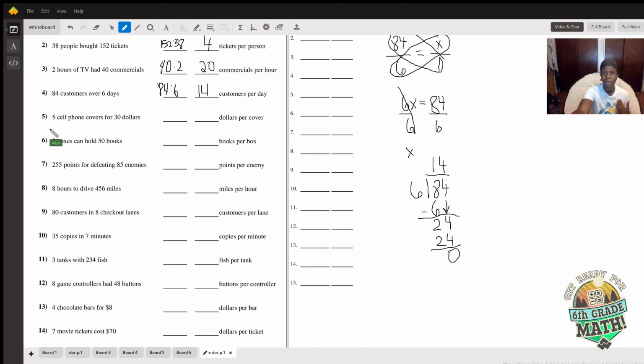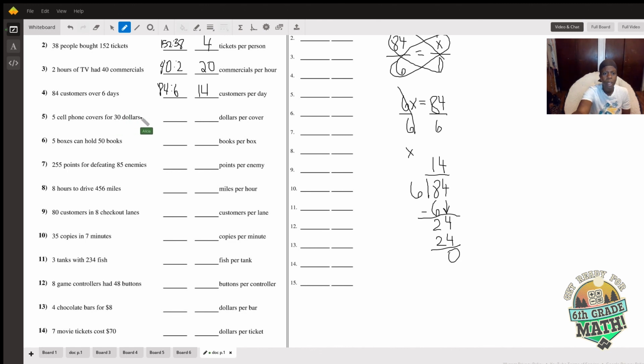We're going to do number 5 real quick because it's an easy one, so it shouldn't take us that long. So I'll give you guys 30 seconds to do number 5. Set up the ratio, find the unit rate. 20 more seconds. Ten more seconds. 5, 4, 3, 2, 1.